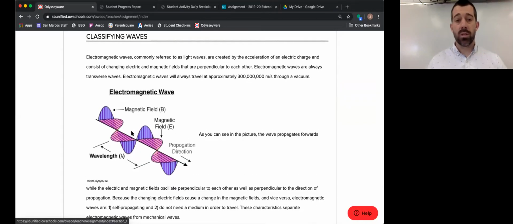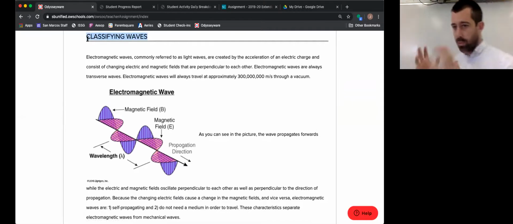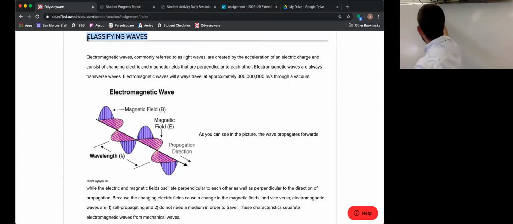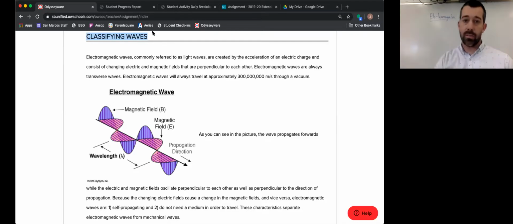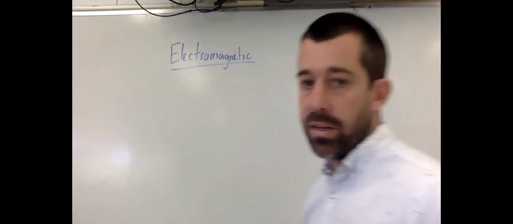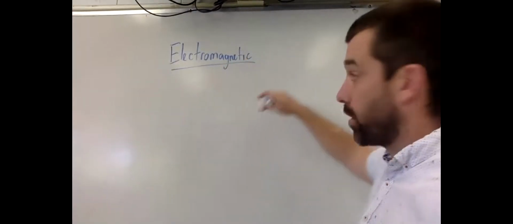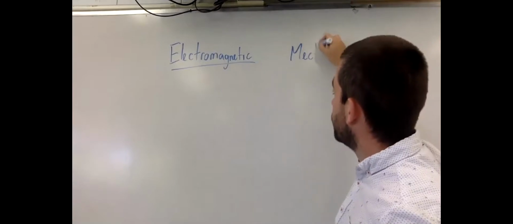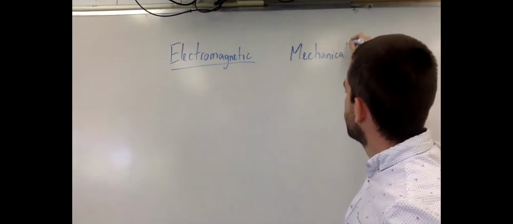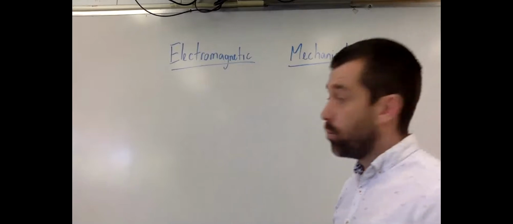So you notice section number 2 is talking about classifying waves. That's our big picture, and we're going to be trying to put waves into some categories. We're going to have the category of electromagnetic waves. Electromagnetic is going to be one of our categories. We're going to have mechanical over here.